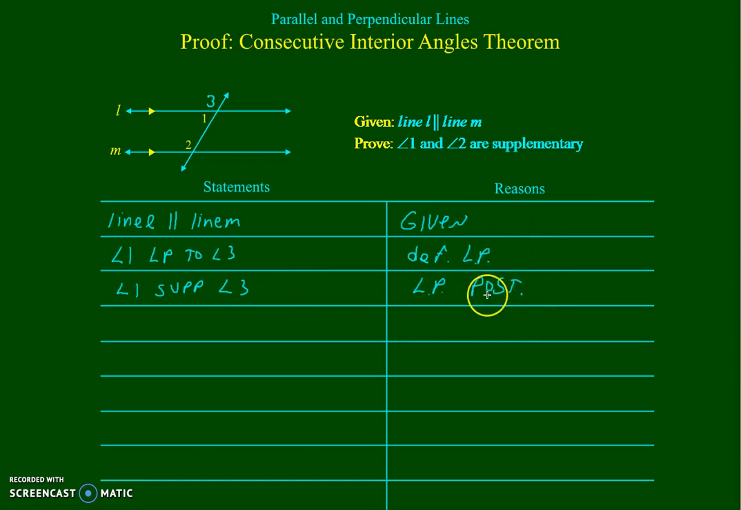Using your knowledge of definitions, postulates, and theorems to guide you through. In this particular case, we started with two parallel lines, and we ended up saying that angle 1 is a linear pair to angle 3, and therefore they're supplementary. So we ask ourselves, what does that tell us? Well, if angle 1 is supplementary to angle 3, then their measures have to add up to 180 degrees. So that should be our next statement.